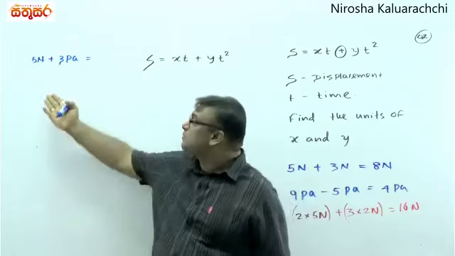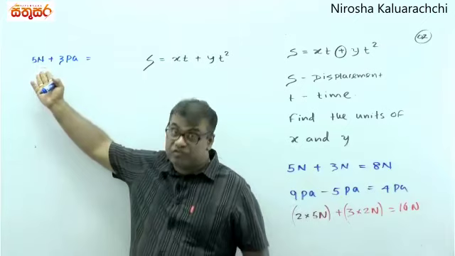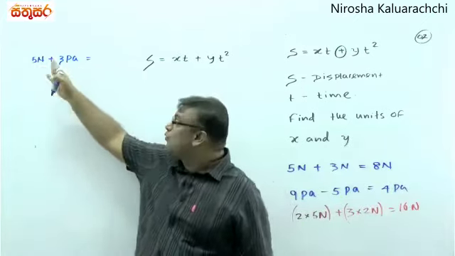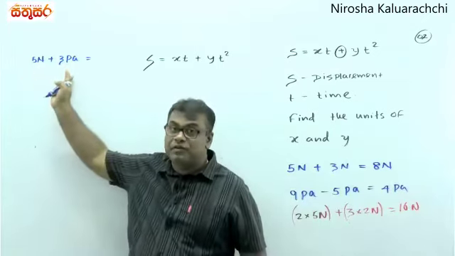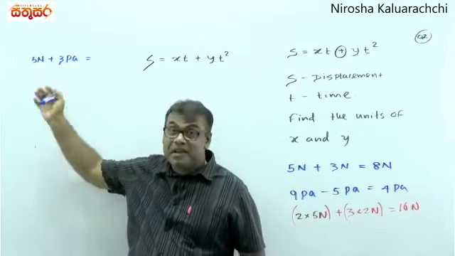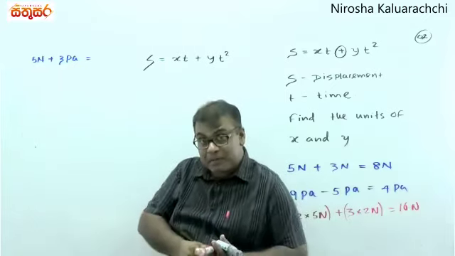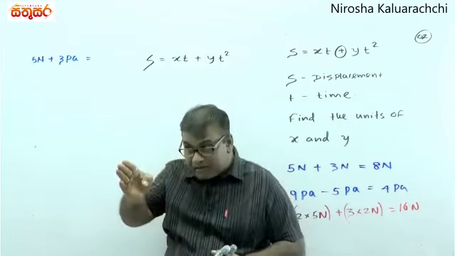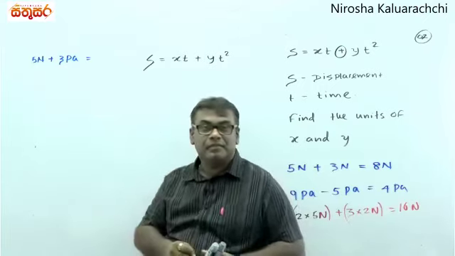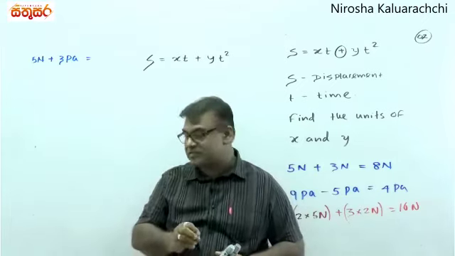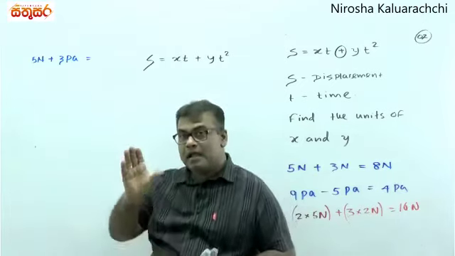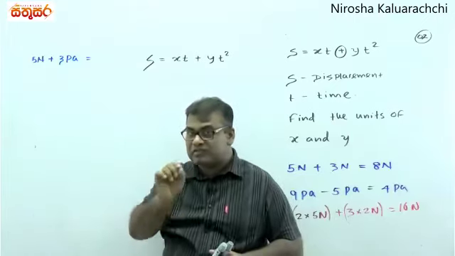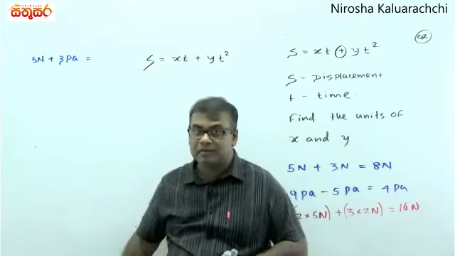Why? This one represents a Newton value, it's force. This one represents a Pascal value, it's pressure. Force and pressure are completely two different physical quantities, they won't be added. Then what is the statement? Addition or subtraction should be done only between similar physical quantities.